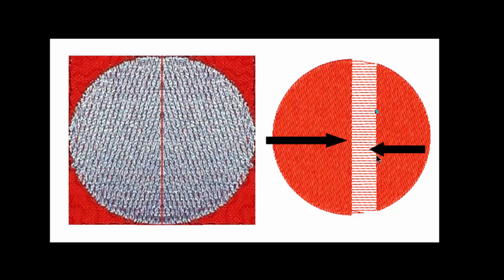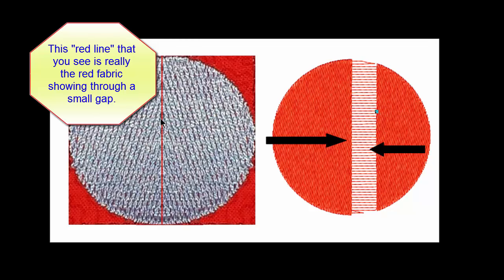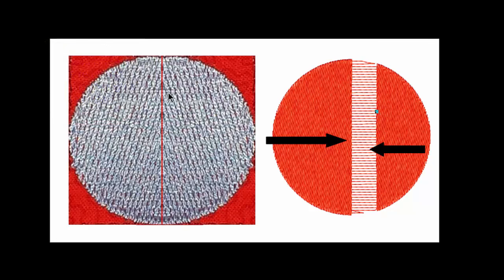This usually happens because half of the design area was sewn from the outside to the center, and then the other half is stitched from side to center. As it does this, a small area of fabric can be pushed towards the middle. You might not even see the fabric bulge or bubble up, but that's what causes this gap in stitching.